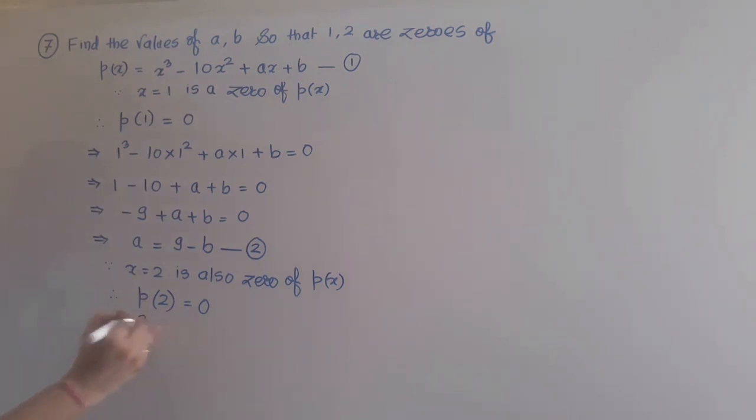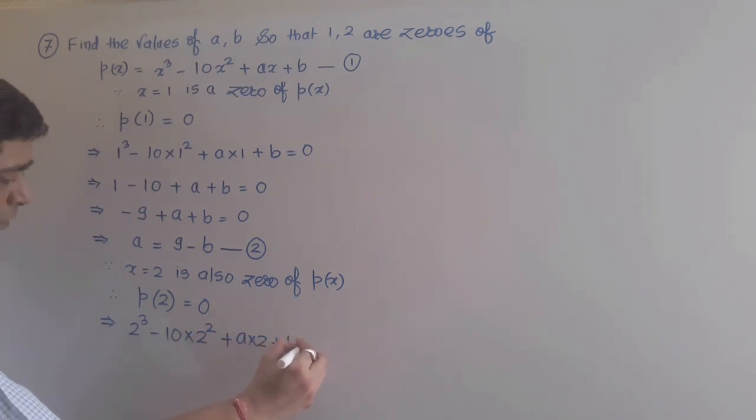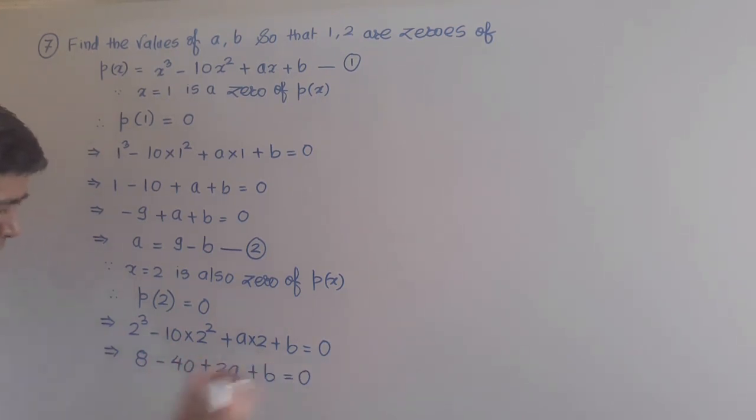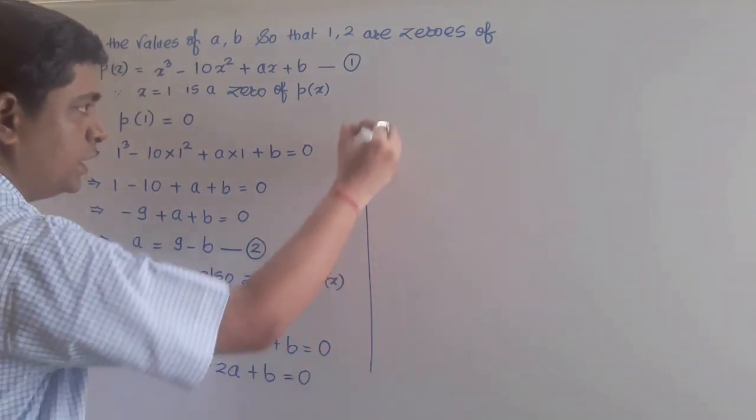Okay, so let us replace. That will be 2 cube minus 10 into square of 2, plus a into 2 and then plus b is equal to 0. Now, if I simplify a little further, cube of 2 will be 8 minus 10 into 4, so 10 into 4 will become 40, plus 2a plus b is equal to 0. Right? Now 8 is plus and 40 is minus, so we can subtract, that will become minus 32.